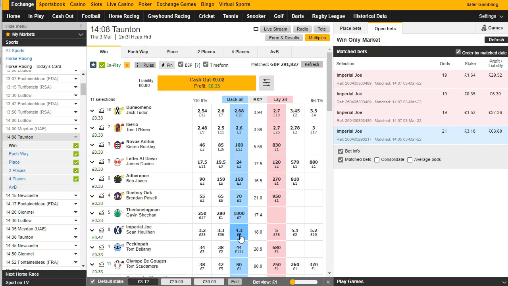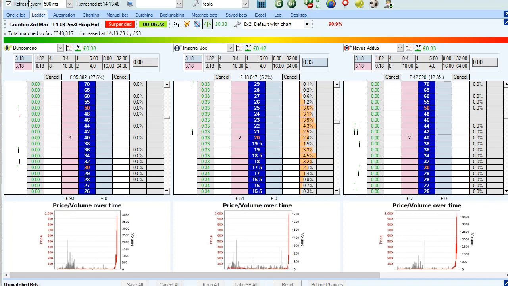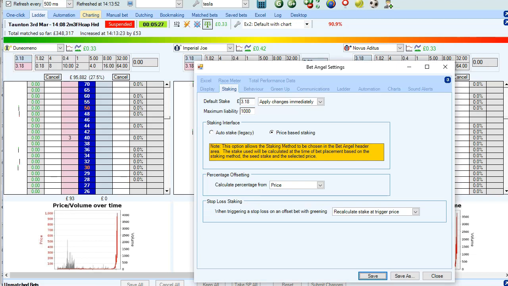Look at this one. Okay, so our next one is Wise Eagle, and I forgot to put my stake up, so I need to do that first. So I just won about 33. So settings, edit settings. So what? We'll put another 15. So make that 33 or something.